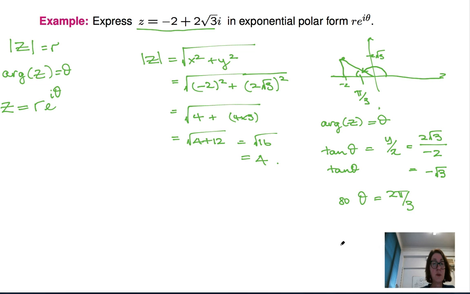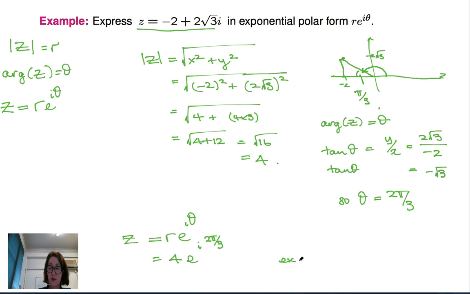So theta is equal to 2 pi on 3, so that means our complex number z is equal to r e to the i theta. r is just 4, and theta is 2 pi on 3. So that's exponential polar form.